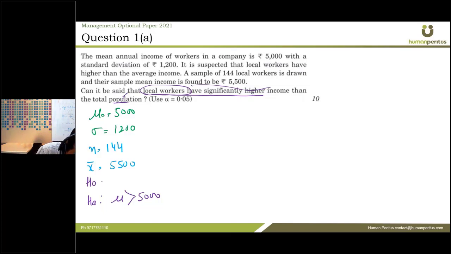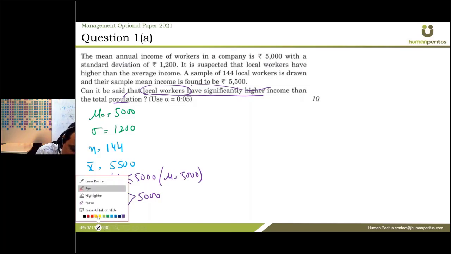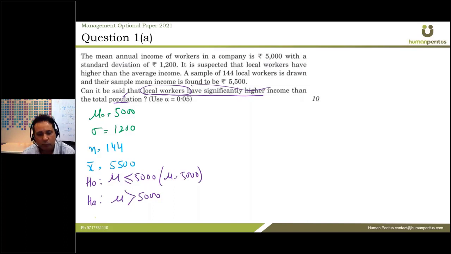So my null hypothesis becomes mu is less than or equal to 5,000. In some books, you also might see mu is equal to 5,000. So this is also a correct way of writing it. Okay, so I have written my null hypothesis and my alternate hypothesis. We all know the steps of hypothesis testing. So let us move to the next step, which is, let us calculate the Z value.